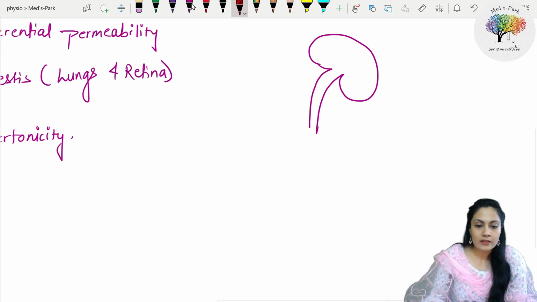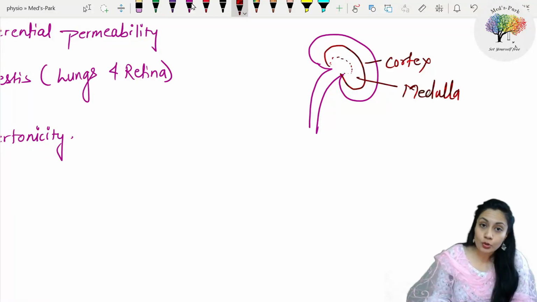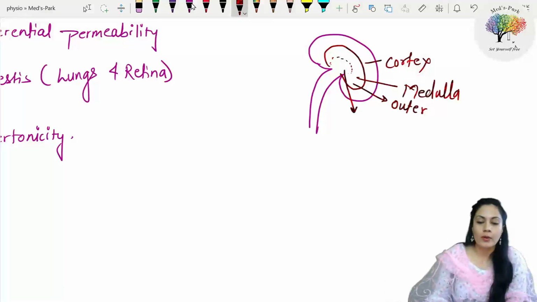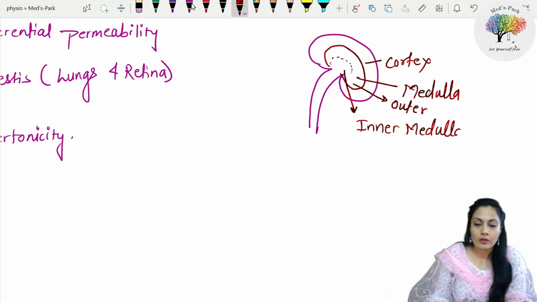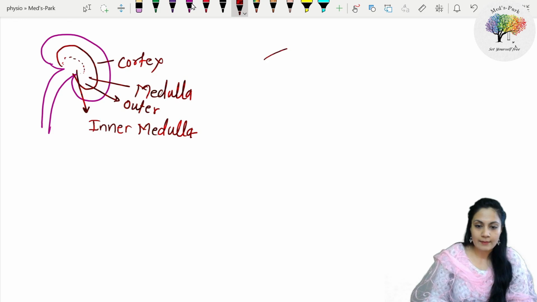If I divide the kidney into two parts, the outermost part will be called the cortex and the inner part will be called the medulla. Now understand, this medulla can be divided into another two parts. The part of the medulla which is near the cortex, we are going to call the outer medulla, and this innermost part over here, we are going to call the inner medulla.